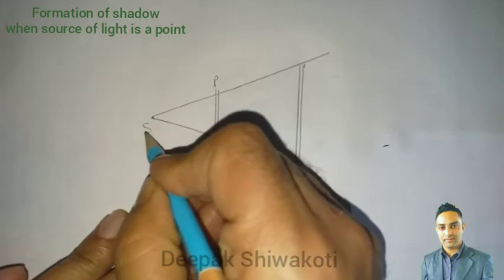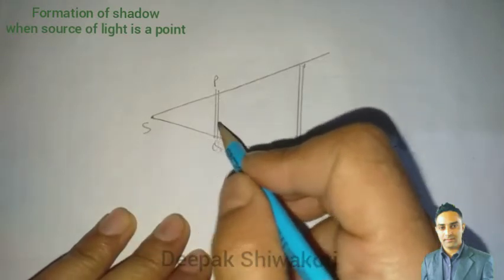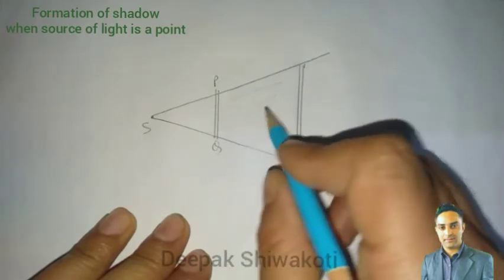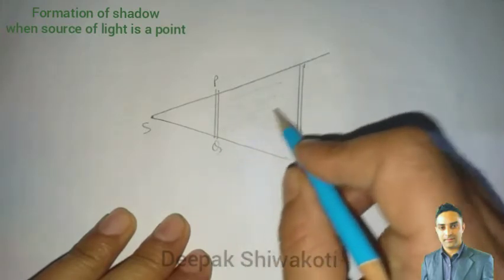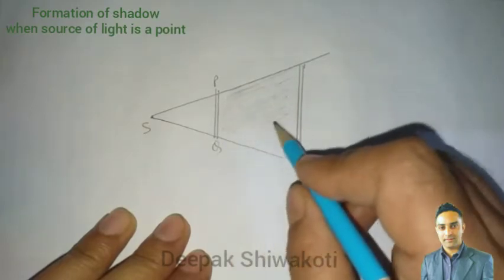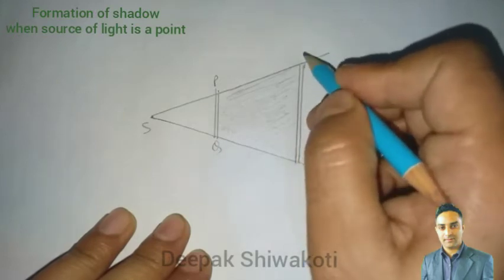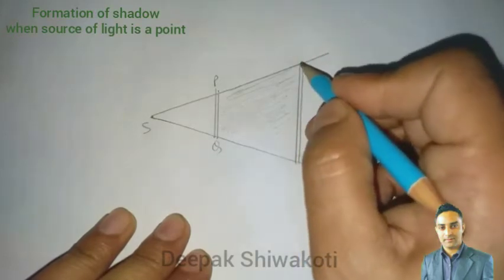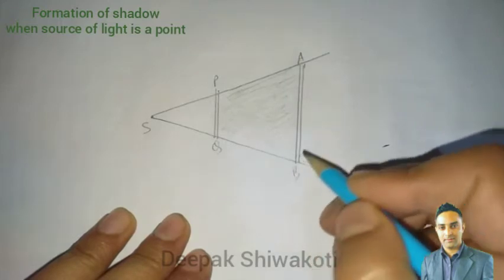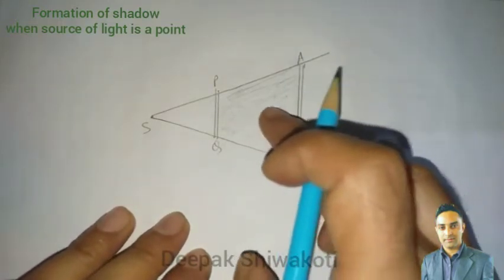This is the source of light. PQ is the opaque body, and this portion is the shadow region. This is the umbra, we call it umbra, and this one is the screen. Screen is here, AB.